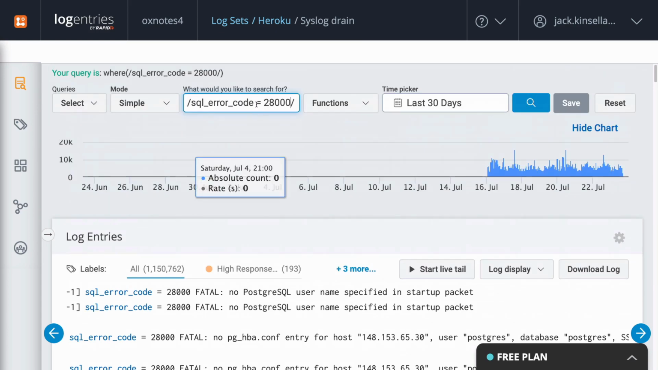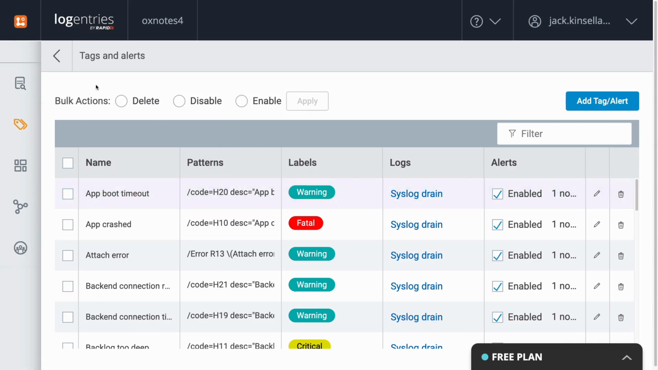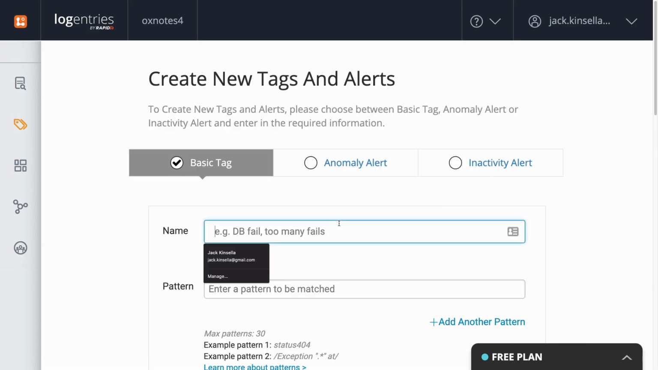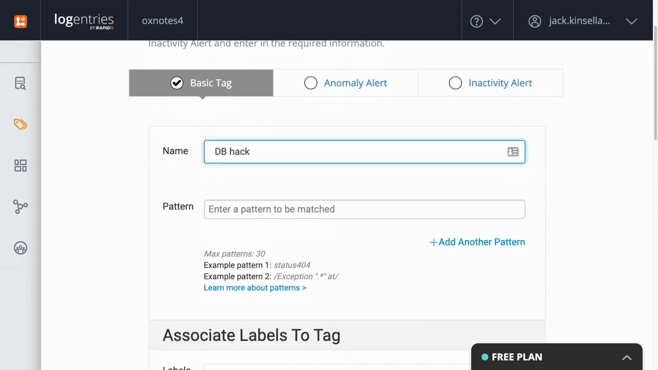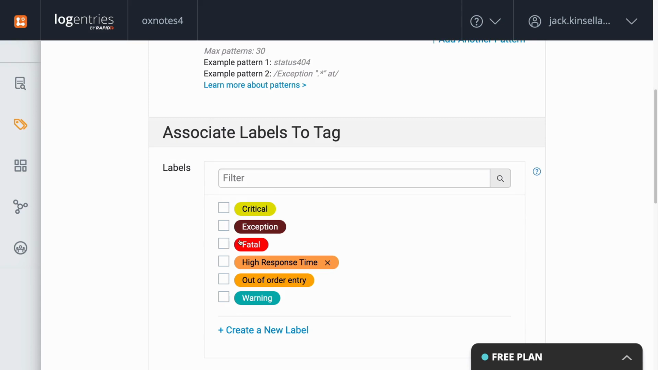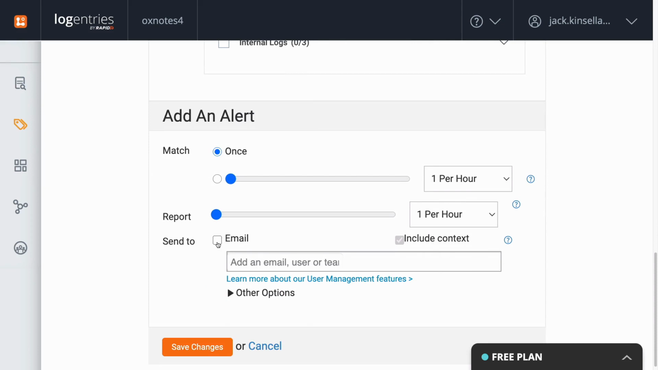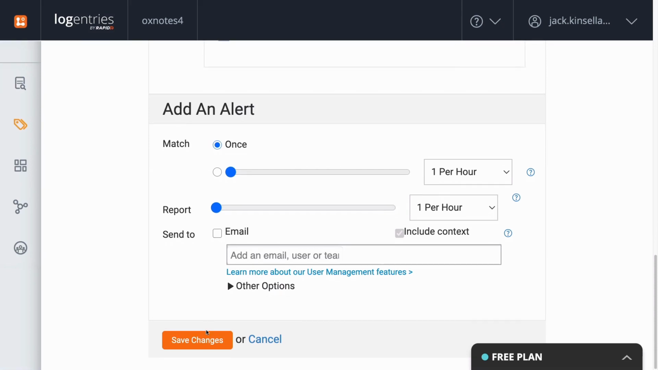So I'm testing my filter here. Then I'm going to create a tag and alert. And I'm going to add a new one here. And I can say DB hack attempt or whatever. I put the pattern in here. And then I say it's fatal or whatever, or it doesn't matter. And then I can set an alert that I get an email or whatever. I can save changes. I'm not actually going to save changes because I don't need this one, but that's how you do something like that. That's how you scan your logs in order to detect issues with your system.